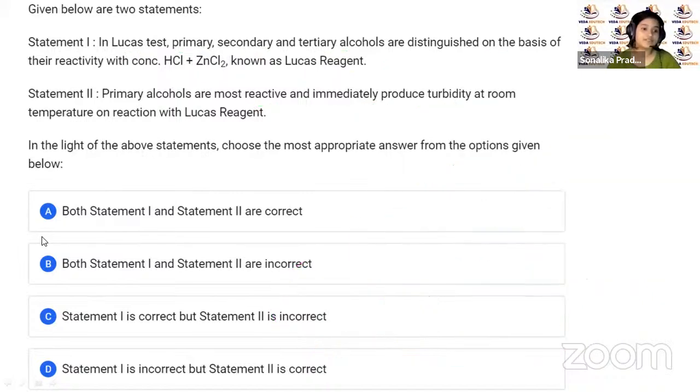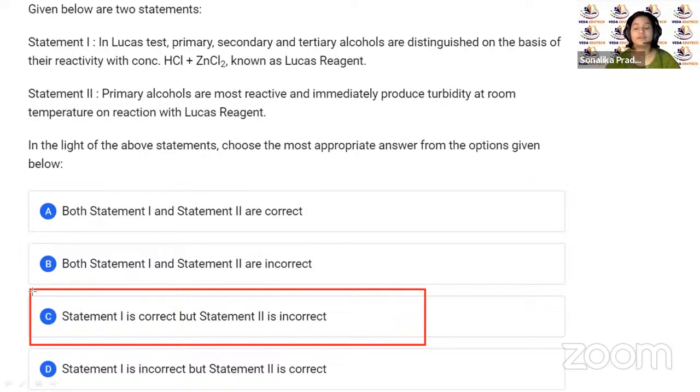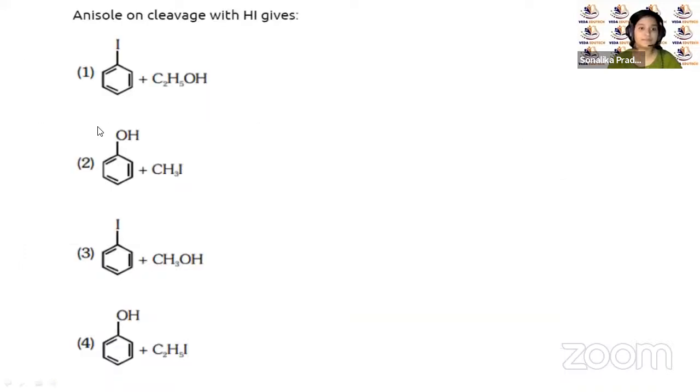So that's present in which option, children? Statement 1 is correct, statement 2 is incorrect, right? So that's in your option number C. Okay, I hope everyone understood this. Let us move on to the next question, children. So next question on your screen. Again, we have discussed this. If you know the formula of anisole, you will be easily able to solve this question. So try.